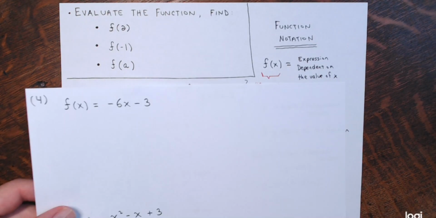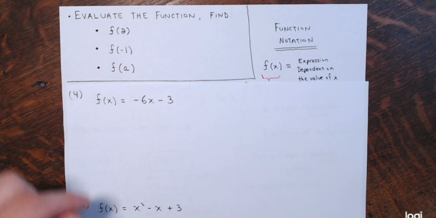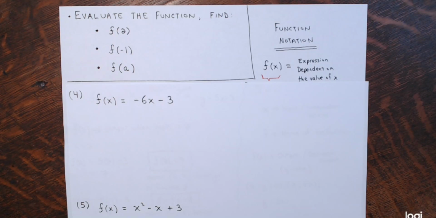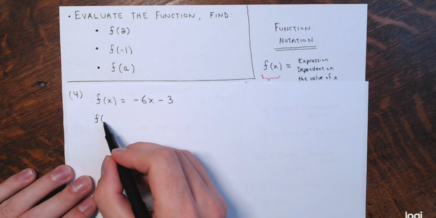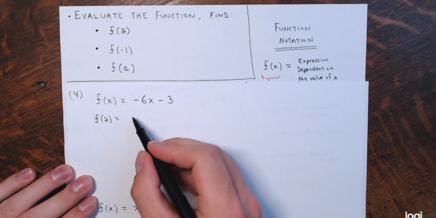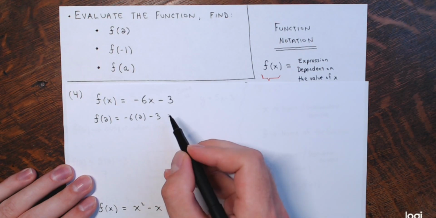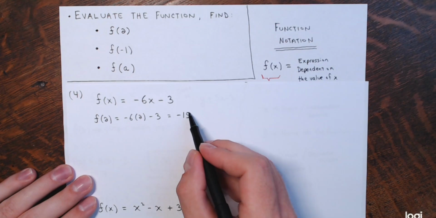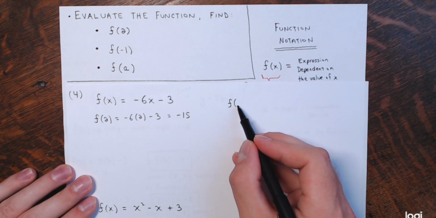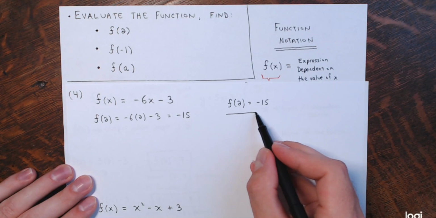Example 4. All right, same three outputs I'm asked for, same three values. So what's the value of f here at 2? That'd be negative 6 times 2 minus 3. It's negative 12 minus 3, negative 15, right? So the value of f at 2 is negative 15.